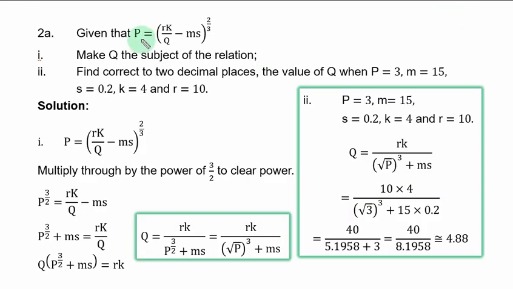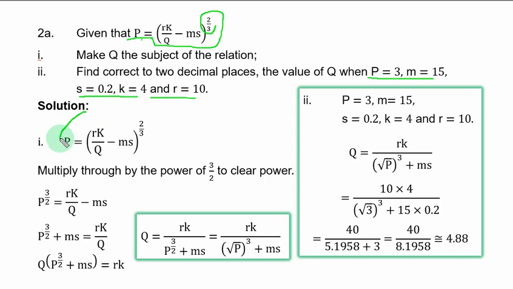Question 2a. Given that P is equal to bracket K over Q minus MS bracket close to the power of 2 over 3. Part 1: make Q the subject of the relation. Part 2: find, correct to 2 decimal places, the value of Q when P is equal to 3, M is equal to 15, S is equal to 0.2, K is equal to 4, and R is equal to 10.